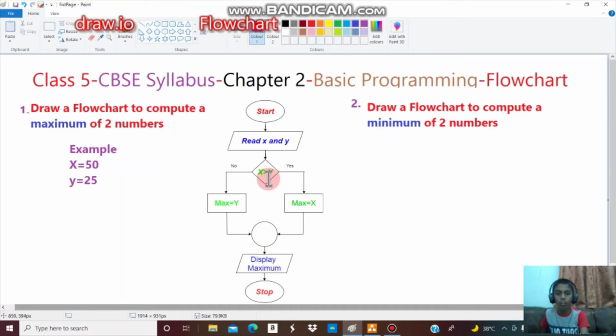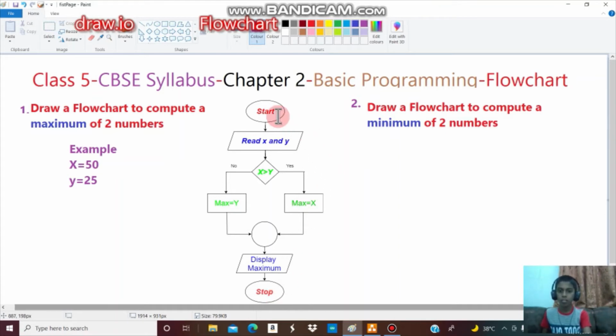So, our goal here is to figure out the maximum number. And the maximum number is X, because X is equal to 50 and Y is equal to 25. 50 is greater than 25. So, it displays X as 50, equal to maximum. And then, a flow line, and we have an ellipse, which shows stop. That's the end of the program.